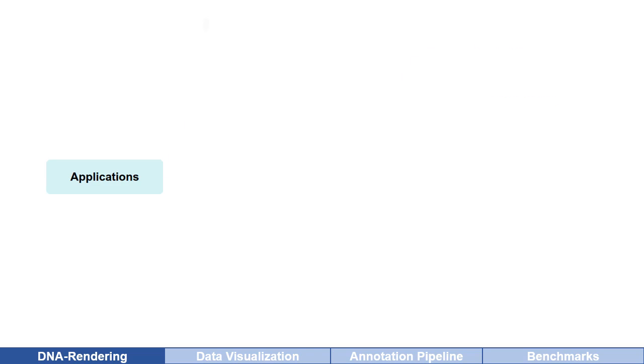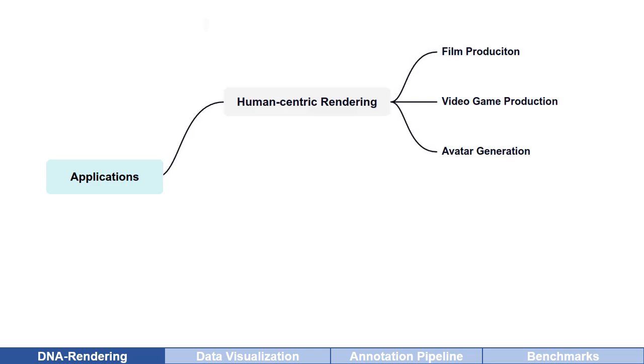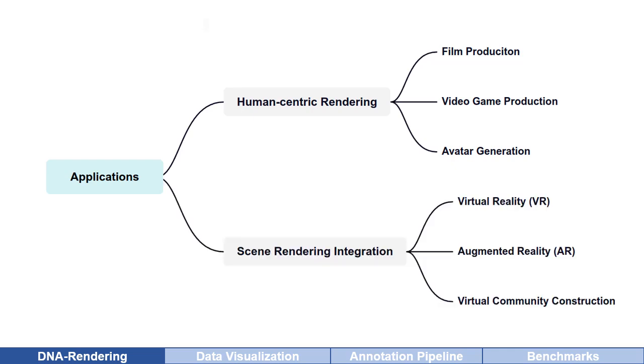With DNA rendering, high-quality human-centric rendering can be achieved, which has many potential applications, such as film and video game production and avatar generation. Moreover, by integrating human-centric rendering with scene rendering, it is possible to create more immersive and realistic virtual environments, which can be utilized in various fields, including VR, AR, and the construction of virtual communities.